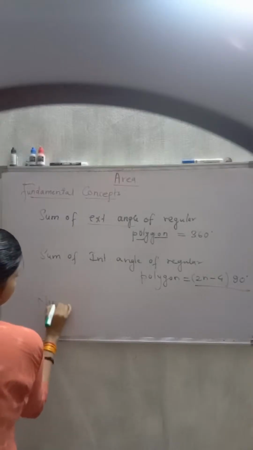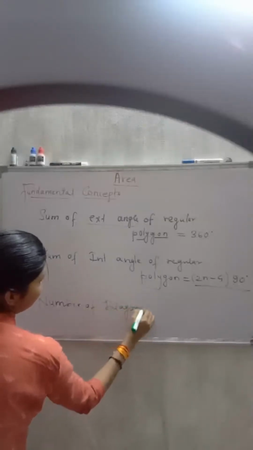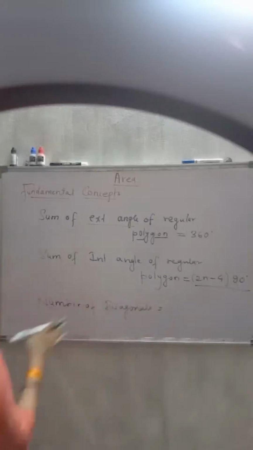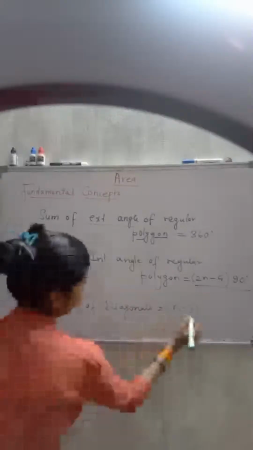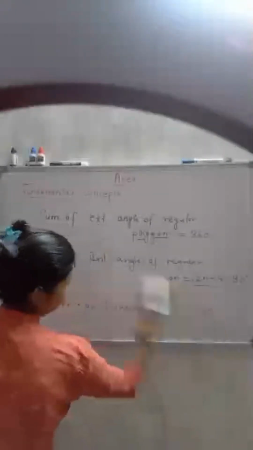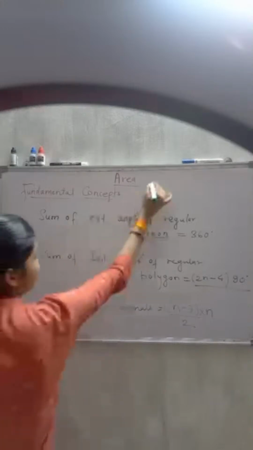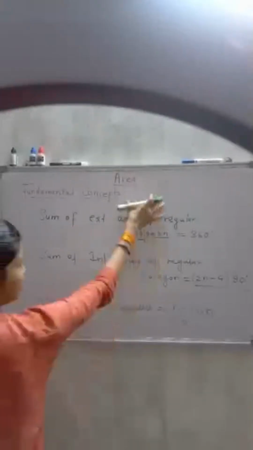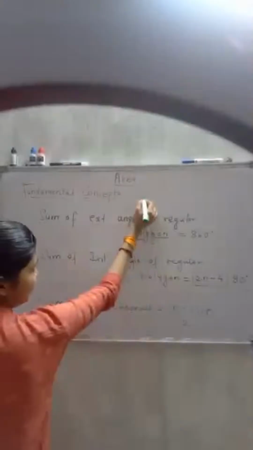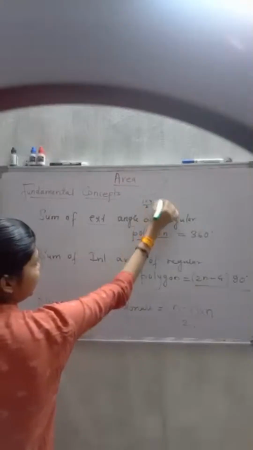Then we have studied number of diagonals. How to find number of diagonals? Number of diagonals in any regular polygon is n minus 3 by 2 into n, where n is number of sides. Suppose we have quadrilateral. Quadrilateral, 4 sides. So number of diagonals in quadrilateral will be 4 minus 3, 1 into 4 by 2, that is 2 diagonals.